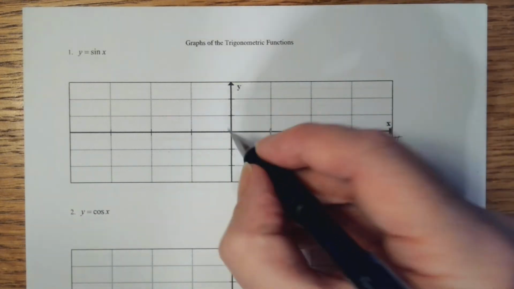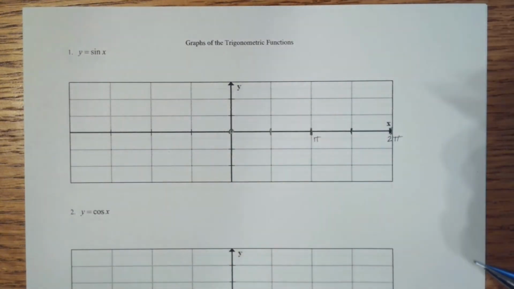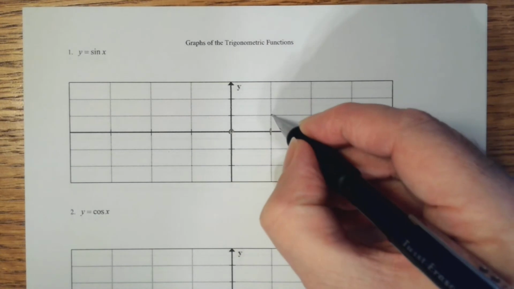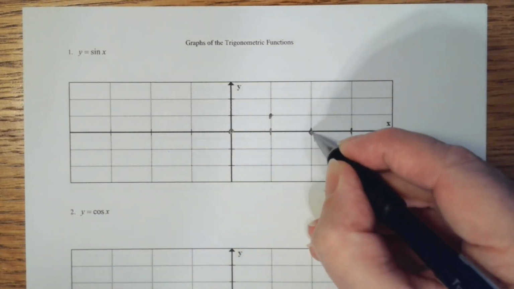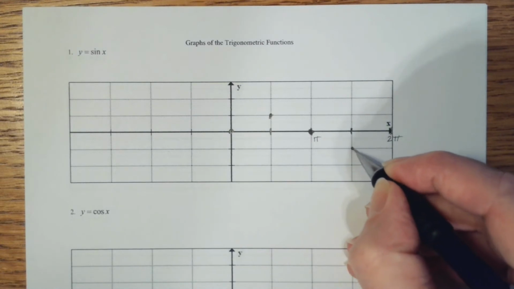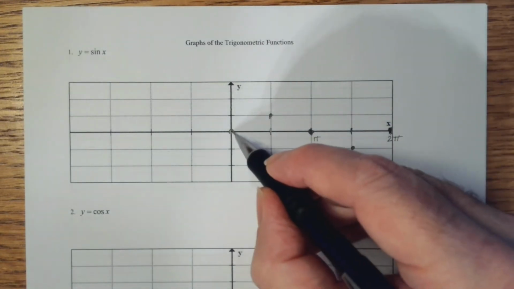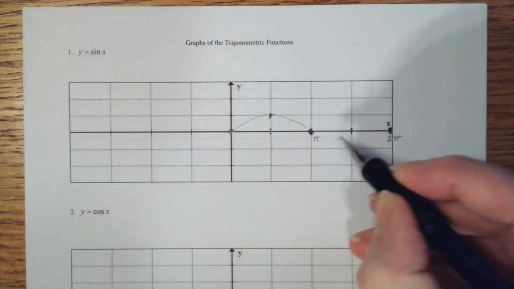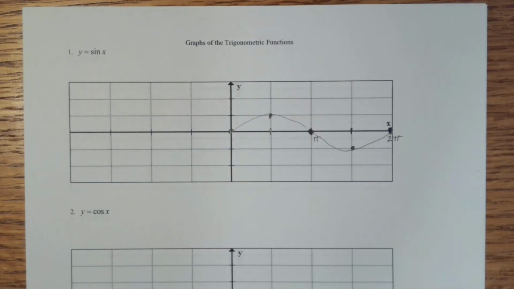A sine curve starts at 0, and so we're going to start right there at the y value 0, and then we go up to 1, and then down to 0, then down to negative 1, and back to 0, and so it looks like this. So that would be one period of a sine curve.